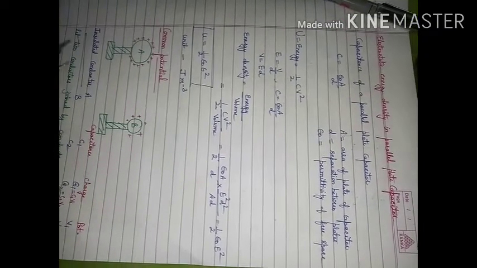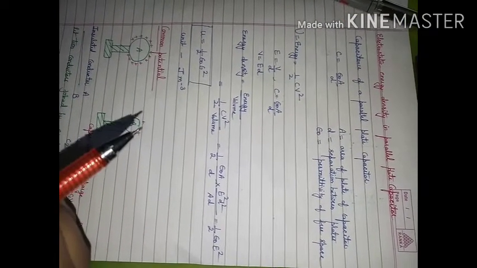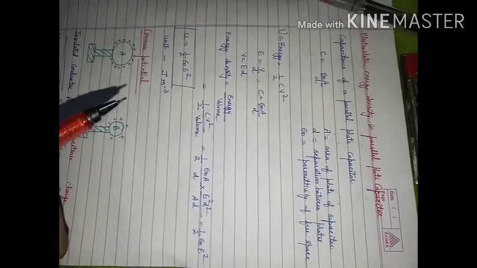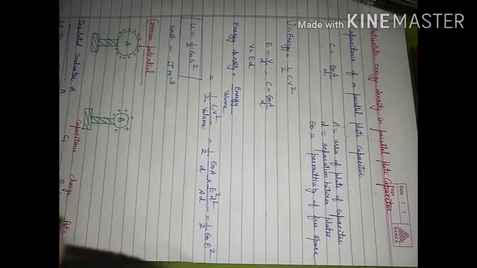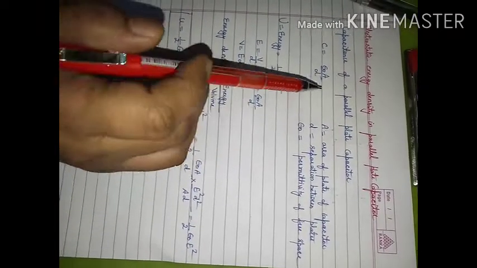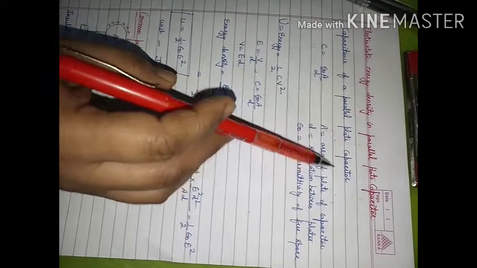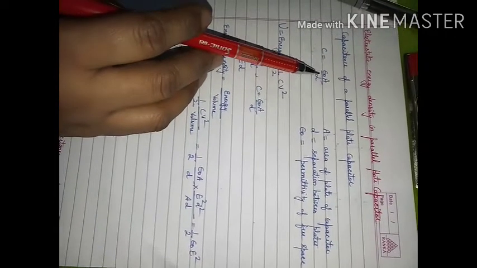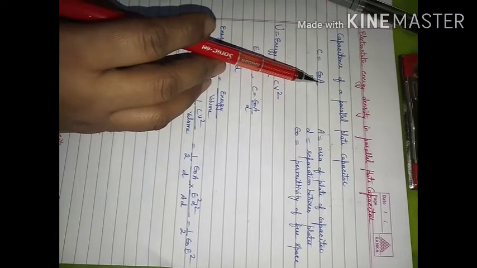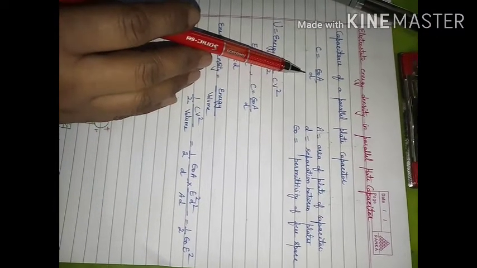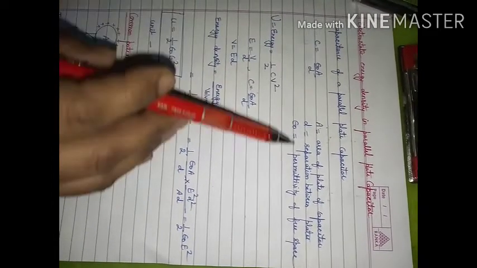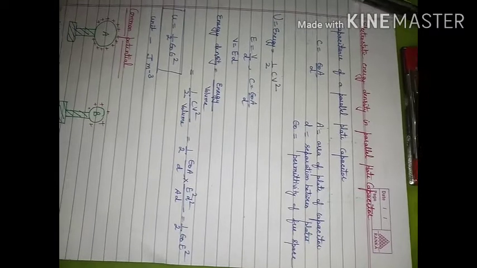Today we will consider a very easy topic, that is energy density in a parallel plate capacitor and loss of energy when two capacitors are connected with each other. We know the capacitance of a parallel plate capacitor is given by C is equal to epsilon naught A divided by D, where A is the area of the plate, D is the separation between the plates, and epsilon naught is the permittivity of free space.